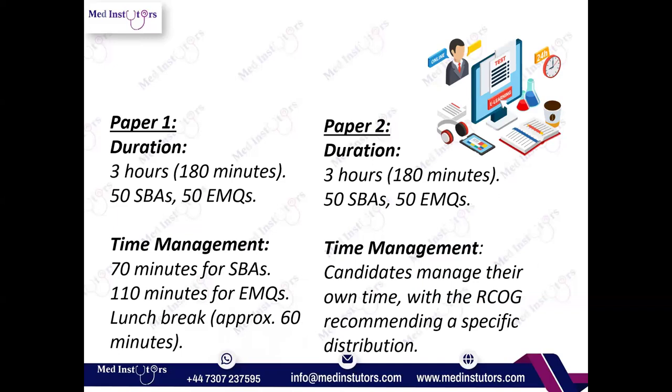As I said earlier, this exam is divided into paper 1 and paper 2. The duration of each paper is 3 hours, that is 180 minutes. Now, this exam is divided into 50 SBAs, that is single best answers, and 50 extended match questions. That will be in the first paper. And in the second paper, it will be again 50 SBAs and 50 EMQs.